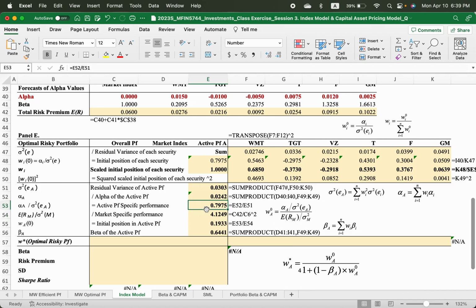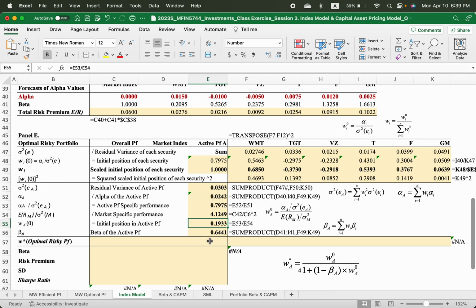Now, if we divide these two performances, then finally we get the initial position of the active portfolio. If we do not include the active portfolio in this overall portfolio, then the initial position in the active portfolio is exactly the same as the market specific performance, which is 100% of the market, right? That's how we justify this equation.